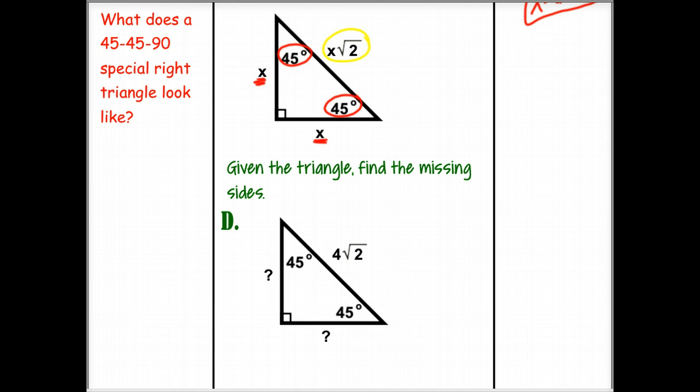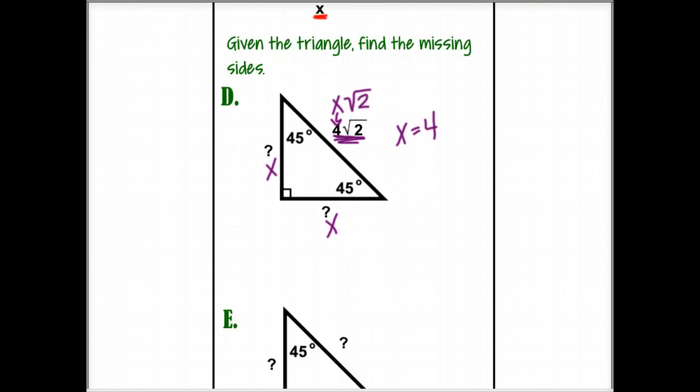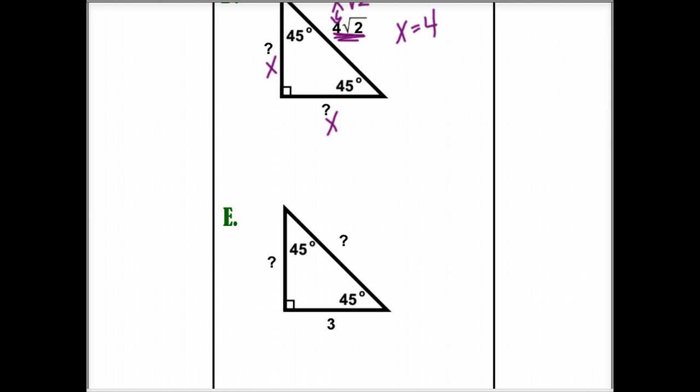So if we take a look at example D, we have here that the hypotenuse is 4 root 2, which means that this is x square root of 2, and being that these are both x, that means that x is equal to 4.